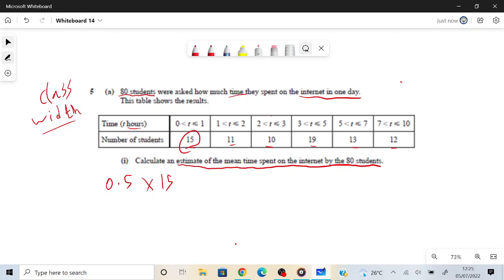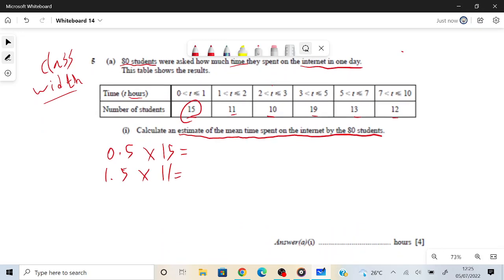Now the next value, 1 to 2. The mid value of 1 to 2 is 1.5, and you times this by 11 because that's the frequency. Next is 2 to 3. The mid value is 2.5, and you times this by 10. It's 2.5 because 2 plus 3 is 5, and then you divide by 2. Next value is 3 to 5. The mid value is 4, and you times it by 19, because that is the frequency.